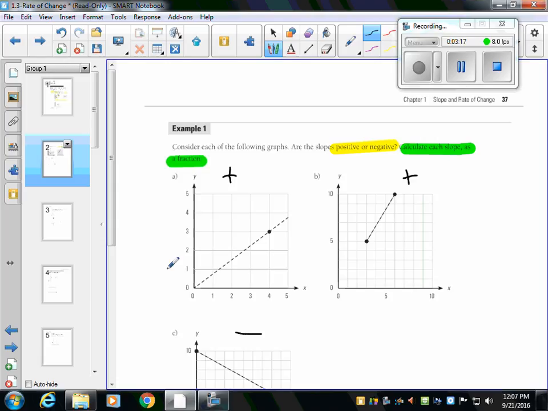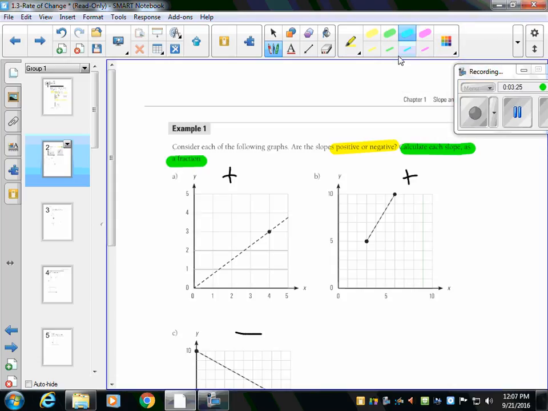Now to calculate, we need 2 points. This point here, I'll usually try and use 0, 0 if I can, and then another point where it crosses the crosshairs. Like these aren't great because you'd have to estimate. This one's really nice because it's right on the crosshairs.